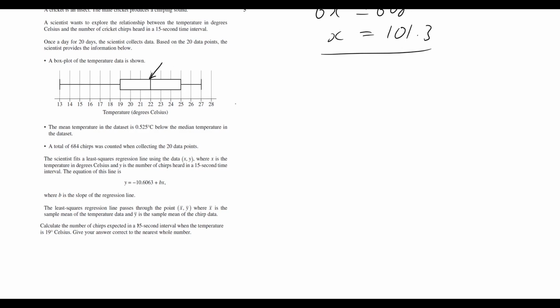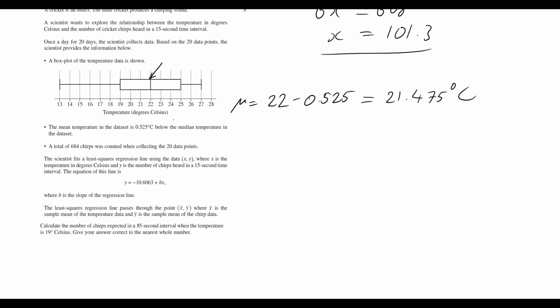So if the mean mu is equal to 0.525 less than 22, there we are, well then we can say that the mean is just going to be equal to 21.475 degrees Celsius. Okay, cool. So now let's continue with the rest of the question.